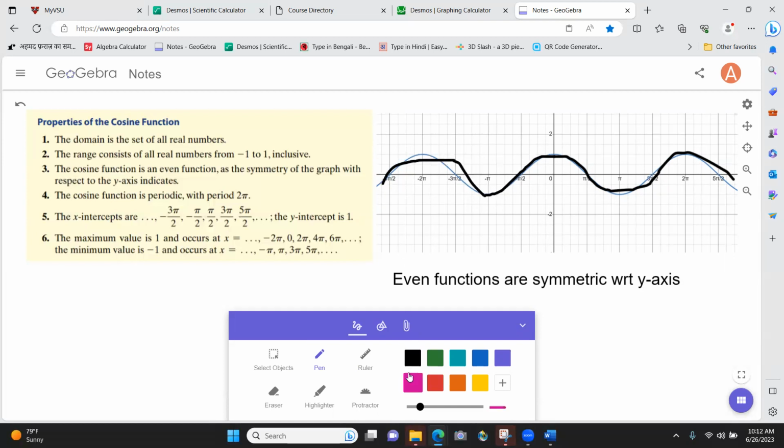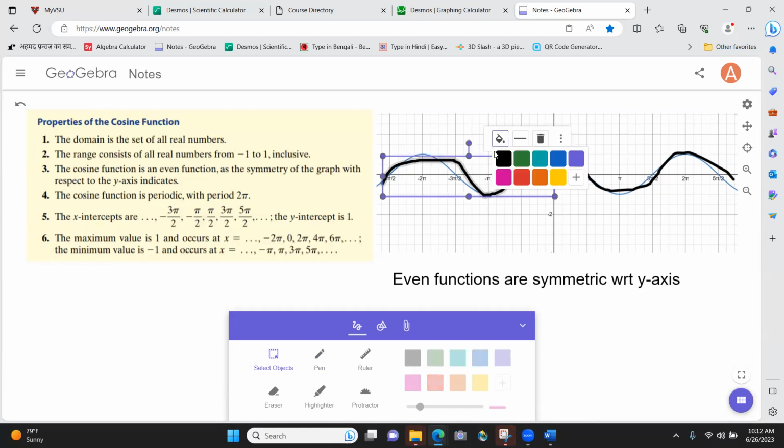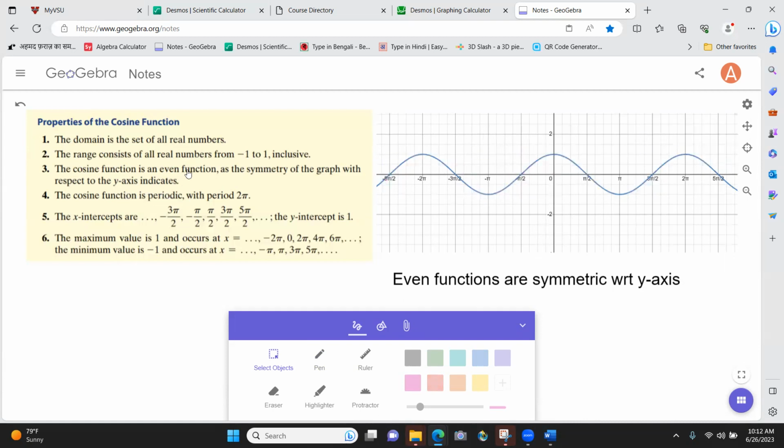I know my colors won't be exact, but the pink and black match. That's all I'm trying to say. So it's not that difficult a concept. So basically that explains part three: the cosine function is even, and the graph is symmetric with respect to the y-axis. That's really what I'm saying here.